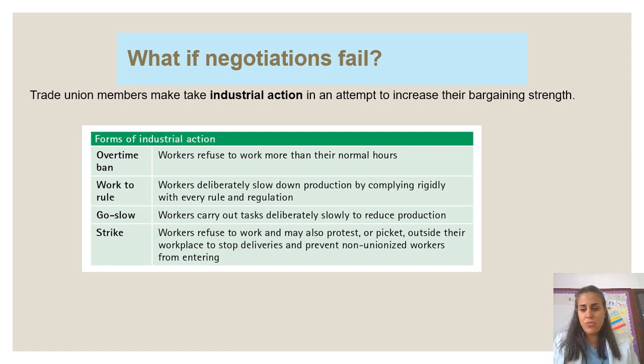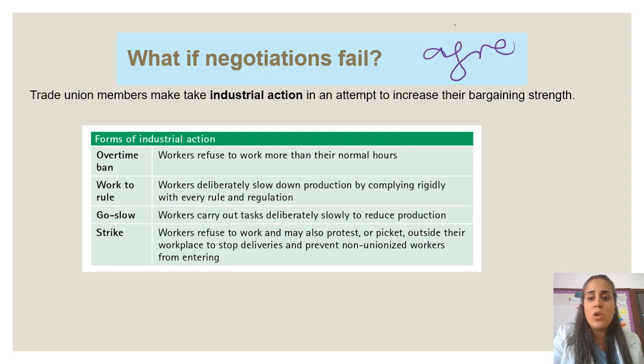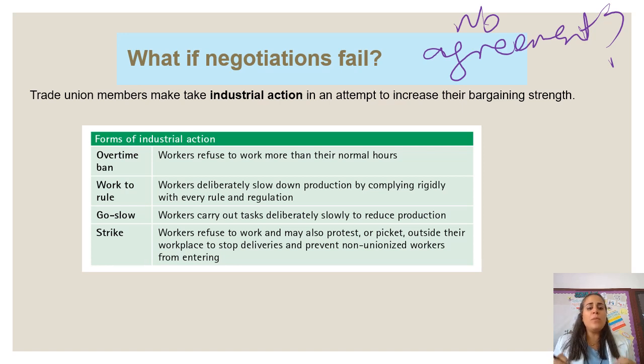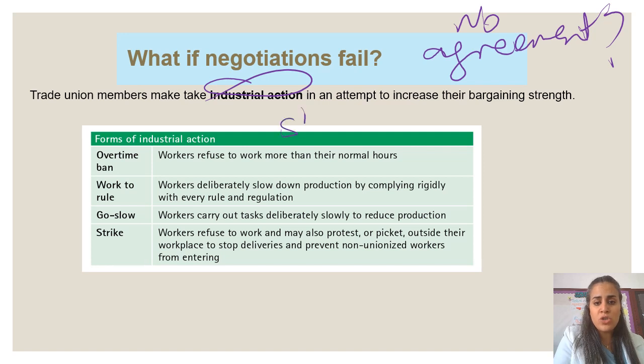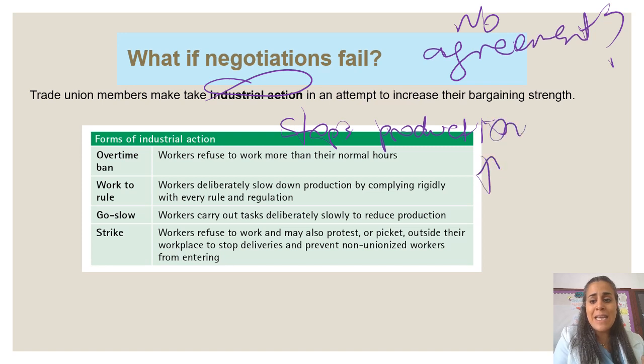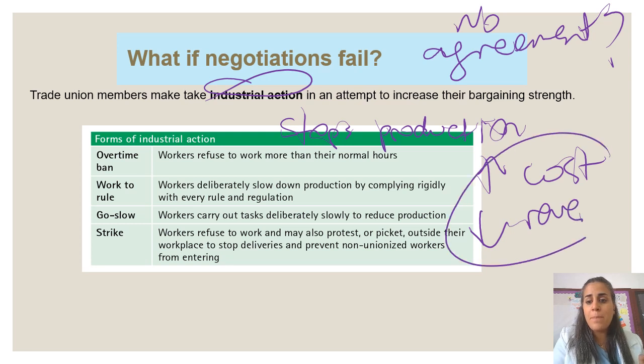They negotiate. What if these negotiations fail and we do not reach an agreement? So, no agreement. What happens? Trade union members take industrial action. And what is the industrial action? It is to increase their bargaining strength. So industrial action disrupts production, so it stops production, and it increases the cost and reduces the revenue for employers.